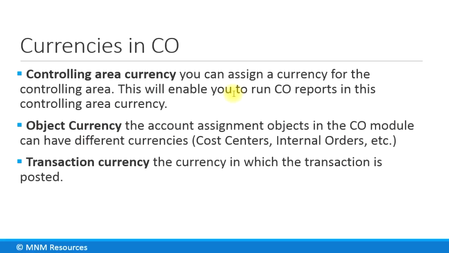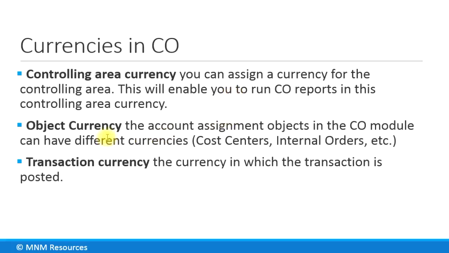For example, in your controlling area for your Asia Pacific region, you might have different company codes with different currencies. Australian company codes will have AUD, the New Zealand one will have NZD, and so on. But for your Asia Pacific region controlling area currency, you can specify it as USD. So then when you run the reports using this controlling area currency, you will get all the reports in US dollars.